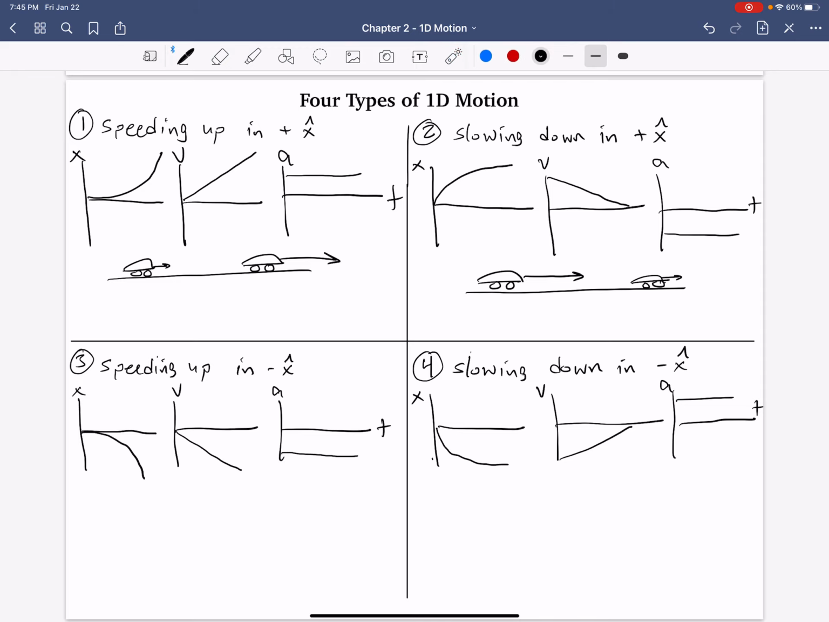So let's draw. Oh, I forgot the cars. Gosh darn it. Let's see. For number 3, speeding up. There we go. Increasing speed to the left. And for number 4, my cars are a work of art. Slowing down in the negative direction, so we have large speed and then a negative speed.